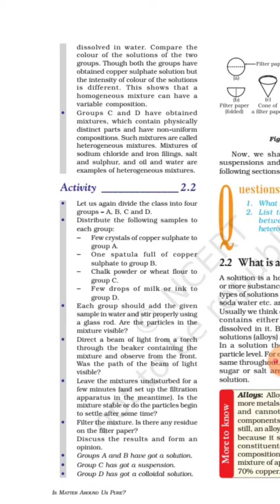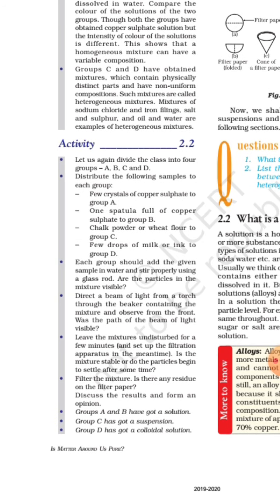Okay, so we are now going to study further things, but before that we have to understand this activity. We have to conduct this activity, and with the help of it we will be easily able to understand the things that are going to be there in the next topic. So Activity 2.2 is there in your textbook. What does this say? Again we have to divide the class into four groups: group A, B, C and D. Listen carefully. Okay, we have made four groups.